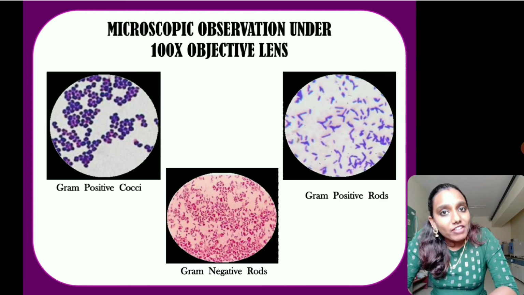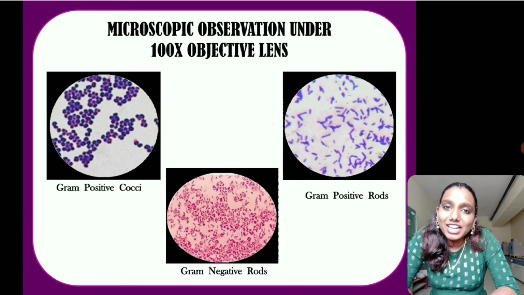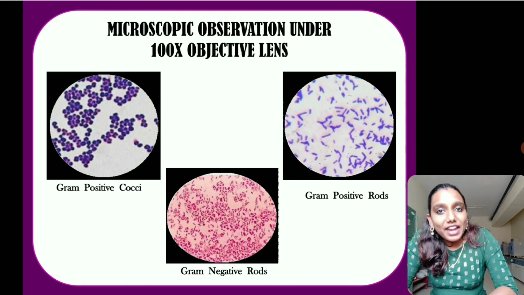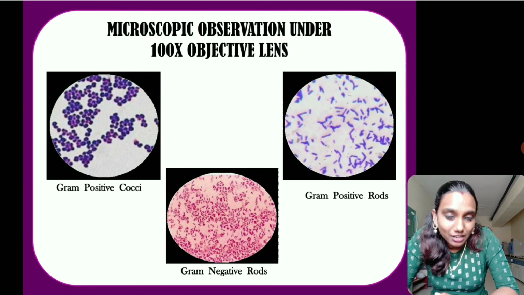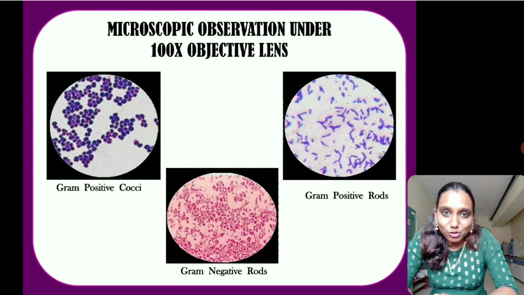Now we don't have an image of gram-negative cocci because gram-negative cocci are pathogenic in nature. So we do not usually use gram-negative organisms in our microbiology laboratory. The general labs will not have a gram-negative cocci because they are mostly pathogens. So these are the observations that we have made after performing gram staining in the laboratory.